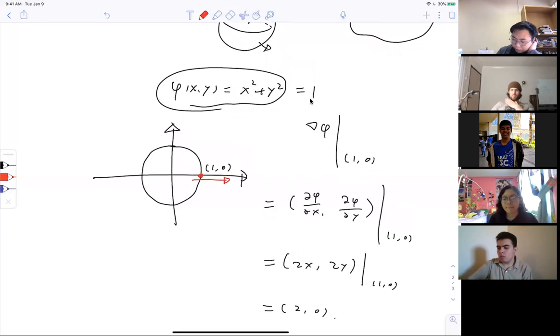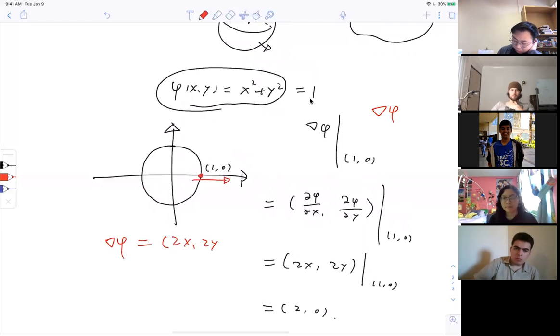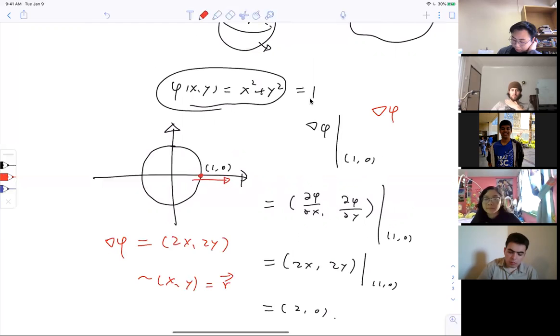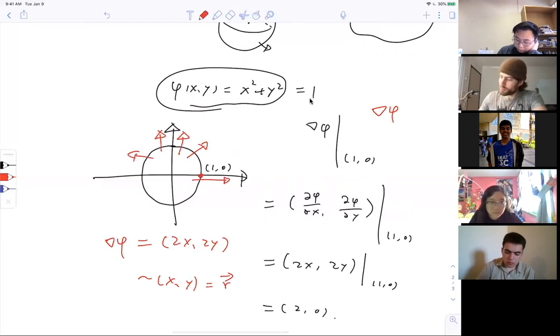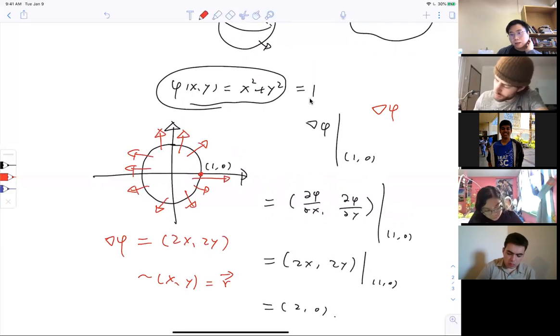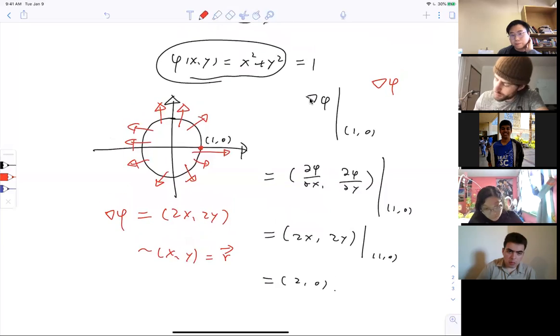Definitely, for all the points, this del phi is a normal vector, because del phi equals (2x, 2y), which is proportional to (x, y). (x, y) is nothing but this vector r, pointing in the radius direction. Right? Is it clear?